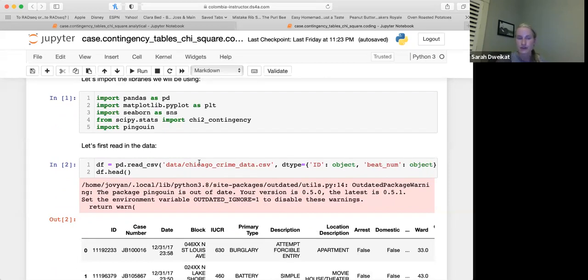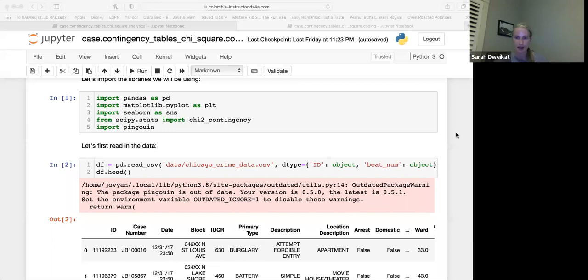We will first read in our CSV, our data. That is our Chicago crime data. If we want to tell Python right off the bat what type of data a certain column is, we can specify that here. We can say dtype, and tell it that the ID is an object and that the column beat num is also an object.